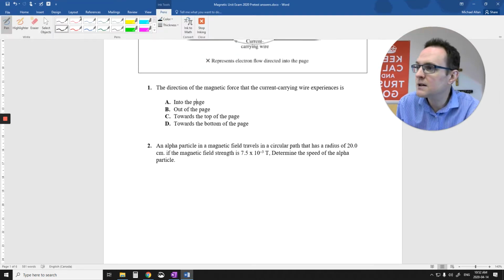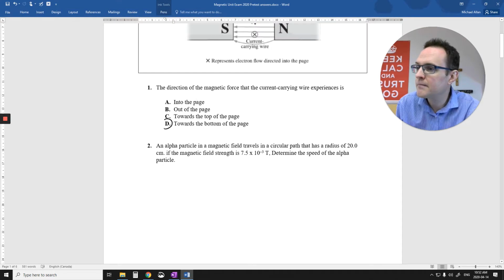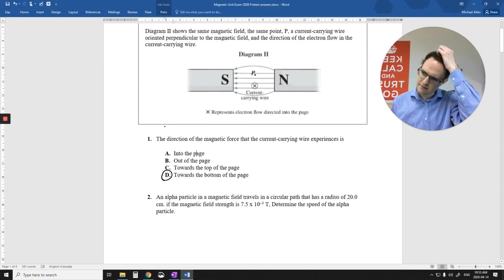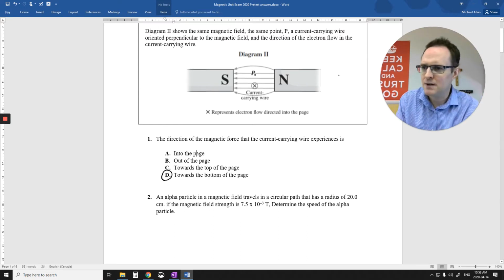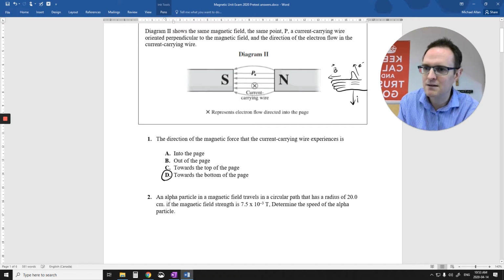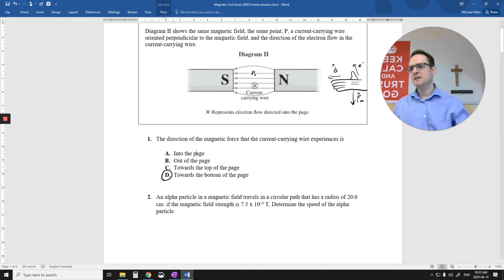Just by using my hand rule, it's kind of hard to show that in a static picture here, you would have to have some kind of weird left hand picture. So my electron flow is going this way, my magnetic field is going this way. You can see the back of my hand here, and the palm of my hand is facing downwards.